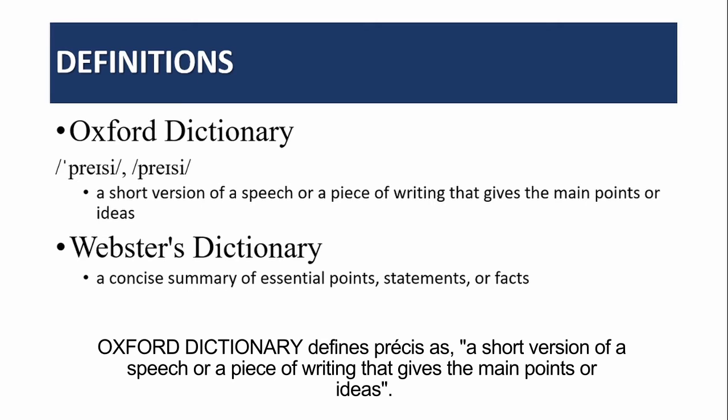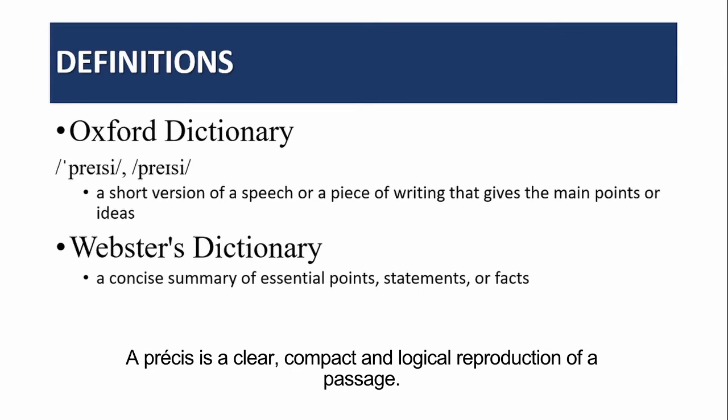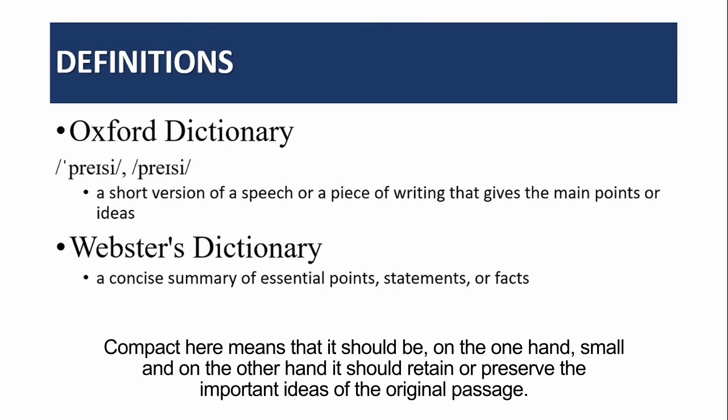Oxford Dictionary defines précis as a short version of a speech or a piece of writing that gives the main points or ideas. A précis is a clear, compact, and logical reproduction of a passage. Compact here means that it should be, on the one hand, small and, on the other hand, it should retain or preserve the important ideas of the original passage.